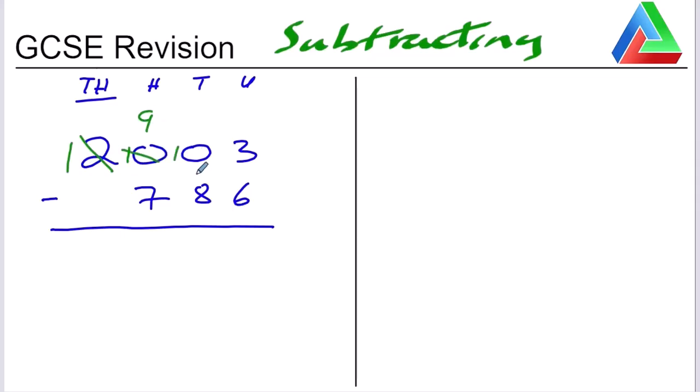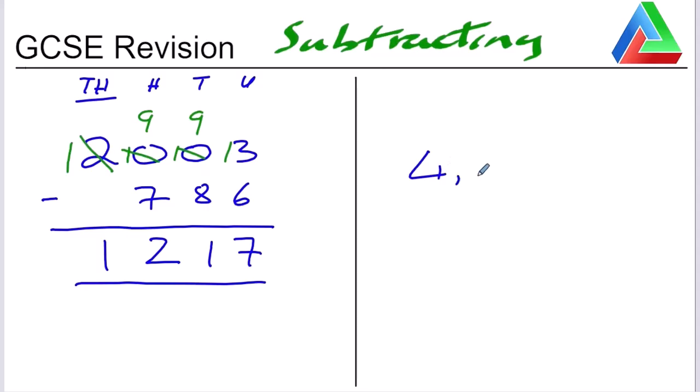And then from the units column, 3 take away 6 we can't do. We go to the tens. We take one of the tens, so we've got 13 units subtract 6, which is 7. Then we've got 9 tens subtract 8 tens. 9 subtract 8 is 1. Then in the hundreds, we've got 9 subtract 7, which is 2. And then in the thousands, we've got 1. So we're not doing anything to the thousands. So our answer is 1,217.